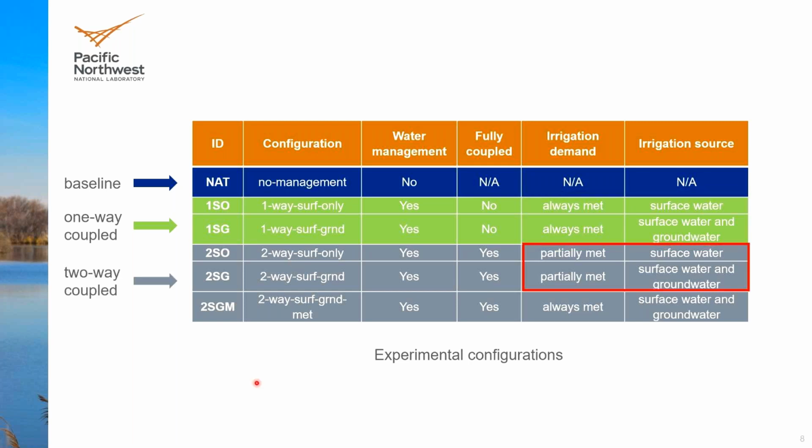Then we have three simulations: 2SO and 2SG, similar to 1SO and 1SG. And then we have a third one called 2SGM, which assumes that we have the water constraint from the surface water, but we want the water demand to always meet the irrigation demand.